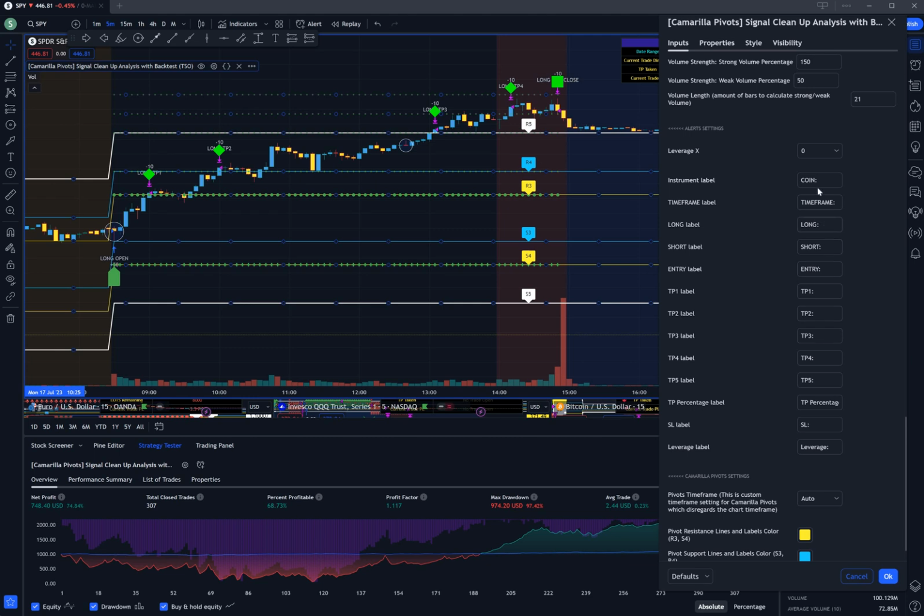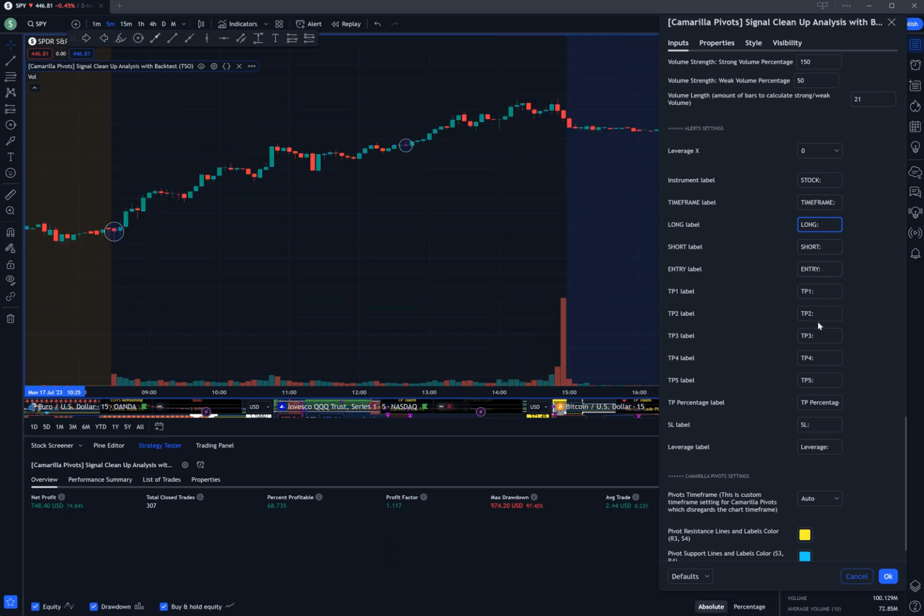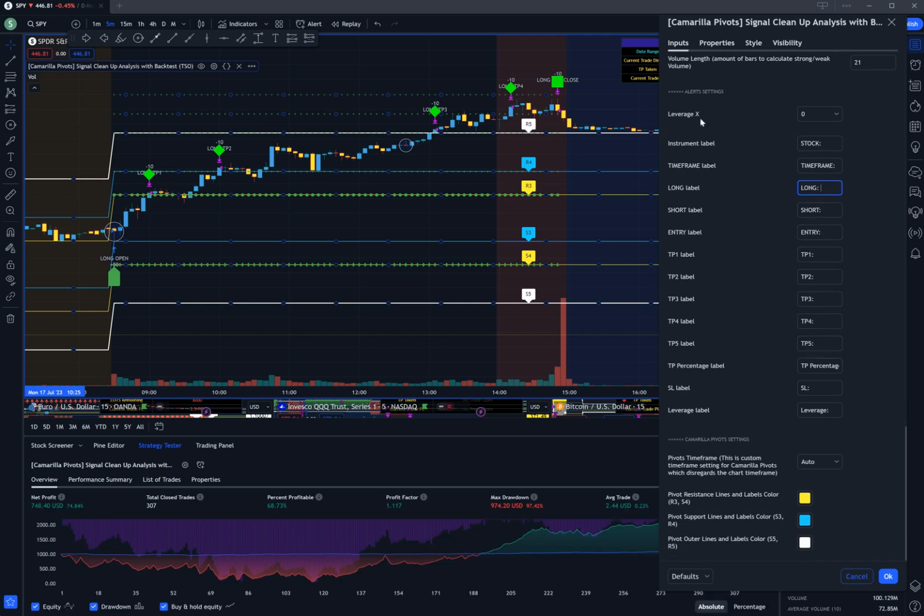It's pretty straightforward. It's gonna show you the coin, or if you want to call it stock, just whatever you want to see in your alert. Next to each of this is gonna be the value, like long, open, entry price, take profit. And by the way, the alerts is going to be for every open signal, every take profit. It's going to show you an alert, and it's going to show you take profit percentage you need to close your position, your current position.